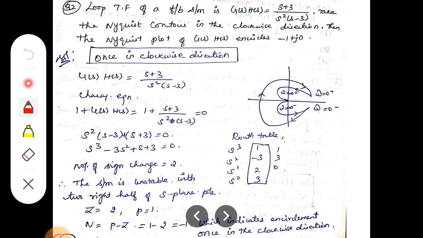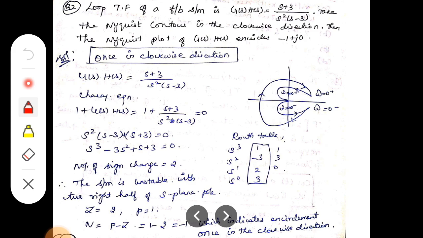Next problem. The loop transfer function of a feedback system is g of s h of s is equal to s plus 3 divided by s square into s minus 3. Take the Nyquist contour in the clockwise direction. The Nyquist plot of g of s h of s encircles minus 1 plus j. So in the given problem, one transfer function is provided, s plus 3 divided by s square into s minus 3. From this function, we want to find how many times the clockwise contour is counted.